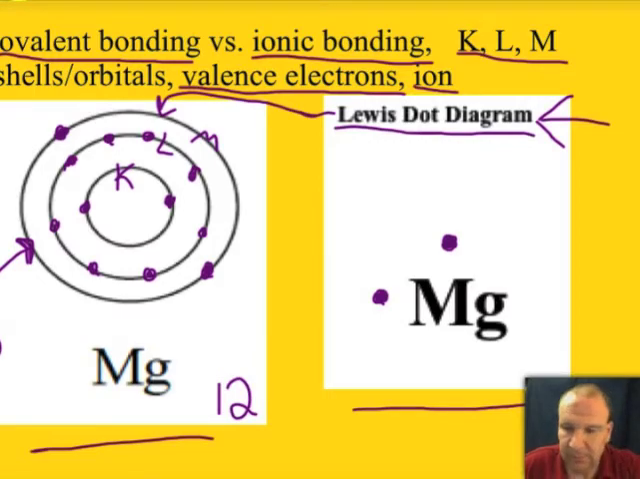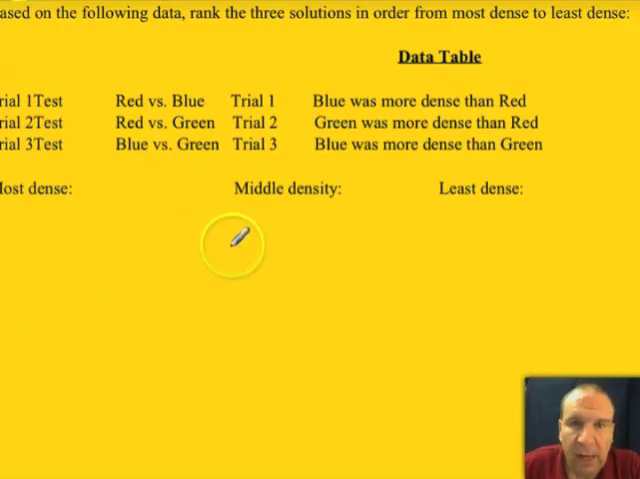All right, next. Do you remember this from our lab? Well, depending. We're not doing this until the Monday before the test. So if you looked at this review over the weekend, you will not have gotten to this lab. This is the last lab we're going to do in this unit. But just read it. It's just a logic puzzle. Based on the following data, rank the 3 solutions in order from most dense to least dense.